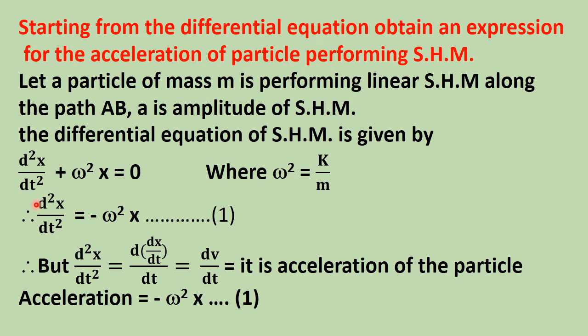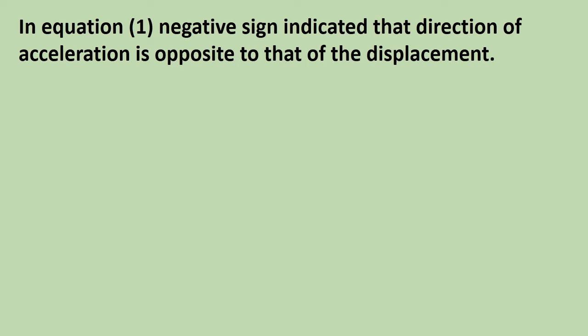Substituting acceleration instead of d square x upon dt square, because d square x upon dt square represents the acceleration of the particle, we get the equation: acceleration of the particle is equal to minus omega square x, and we call this equation number 1. Here x is the displacement of the particle at that particular position. In equation number 1 there is a negative sign. That negative sign indicates the direction of acceleration is opposite to that of displacement.